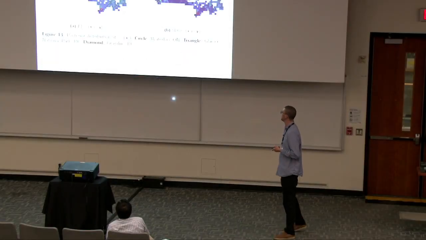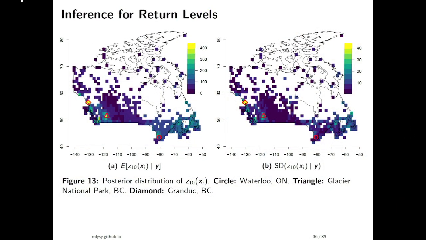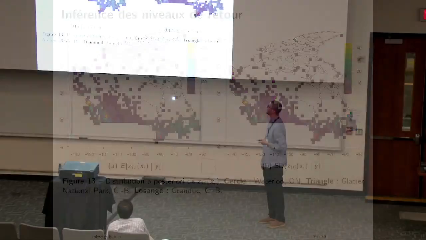This is just a bit of the inference that we have here. Now we're looking at the return levels. This is what we were able to get from this. We only did it at the observed locations. I wish we'd just done the whole heat map because we could have, but we didn't. On the left-hand side, we have the posterior mean. On the right-hand side, we have the posterior standard deviation.